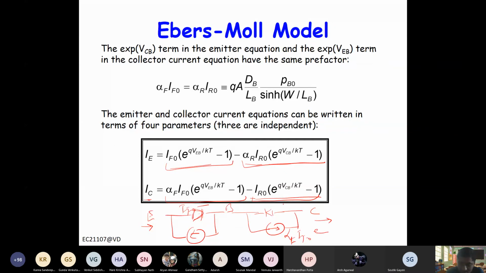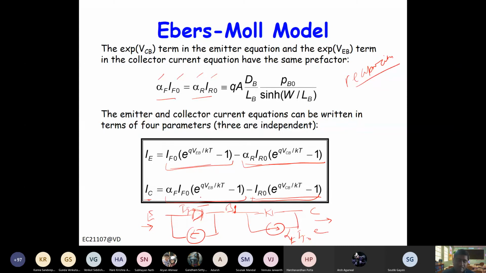So this is basically a model that we can directly derive from solving the minority carrier diffusion equation. And this has a name. It's called the Ebers-Moll model. Another thing you can notice, alpha F IF naught is the same as alpha R IR naught. You can substitute the values of alpha F IF naught and alpha R IR naught, and you will get the same expression. And this has to be true from reciprocity equivalence also.